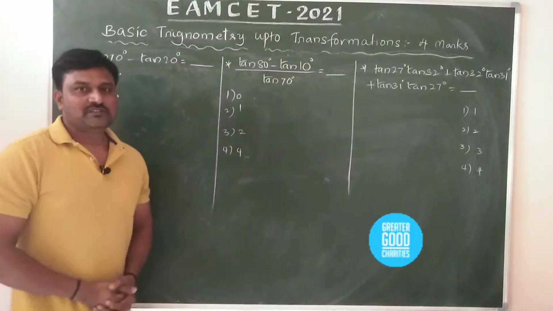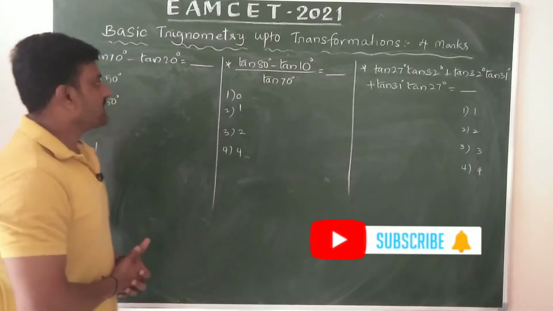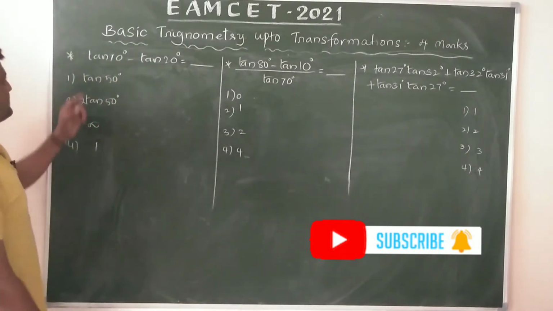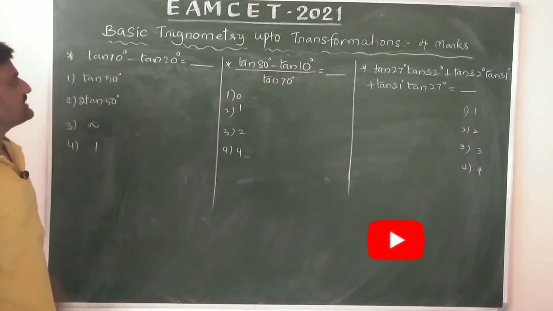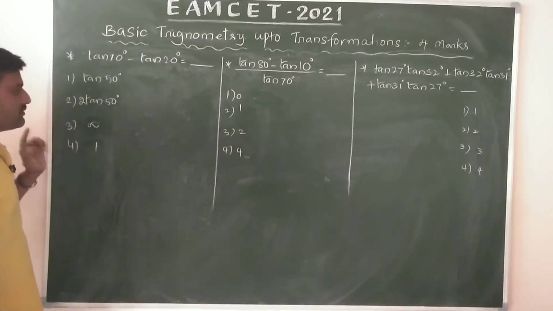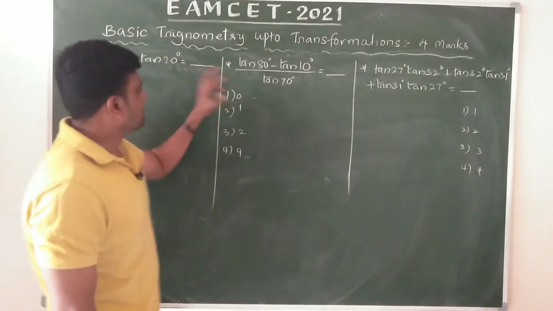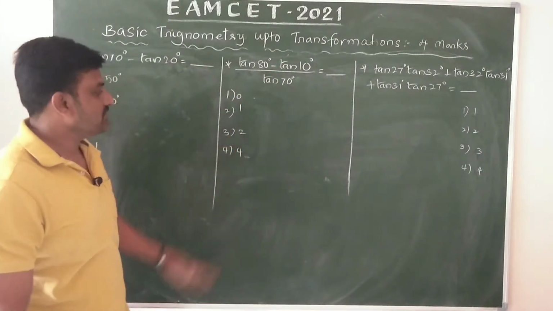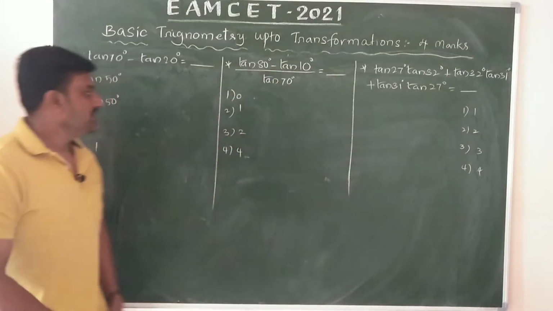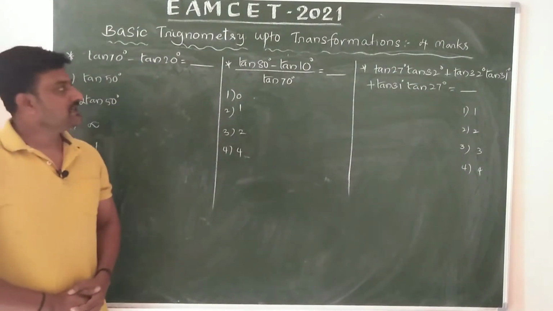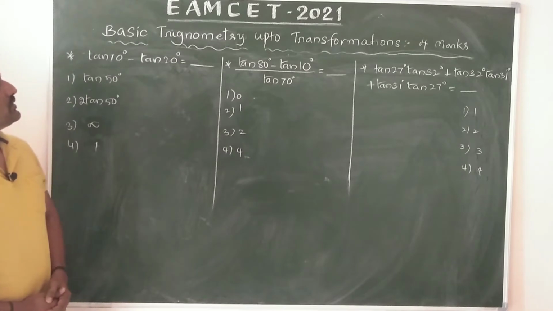Okay, let us go with more problems in trigonometric transformations. First problem: tan 70 minus tan 20 equals to tan 50, 2 tan 50, infinity, or 1. Here also, same as this problem: tan 80 minus tan 10 by tan 70 equals to 0, 1, 2. Definitely we choose one option. So which strategy can be applied to crack the problem?